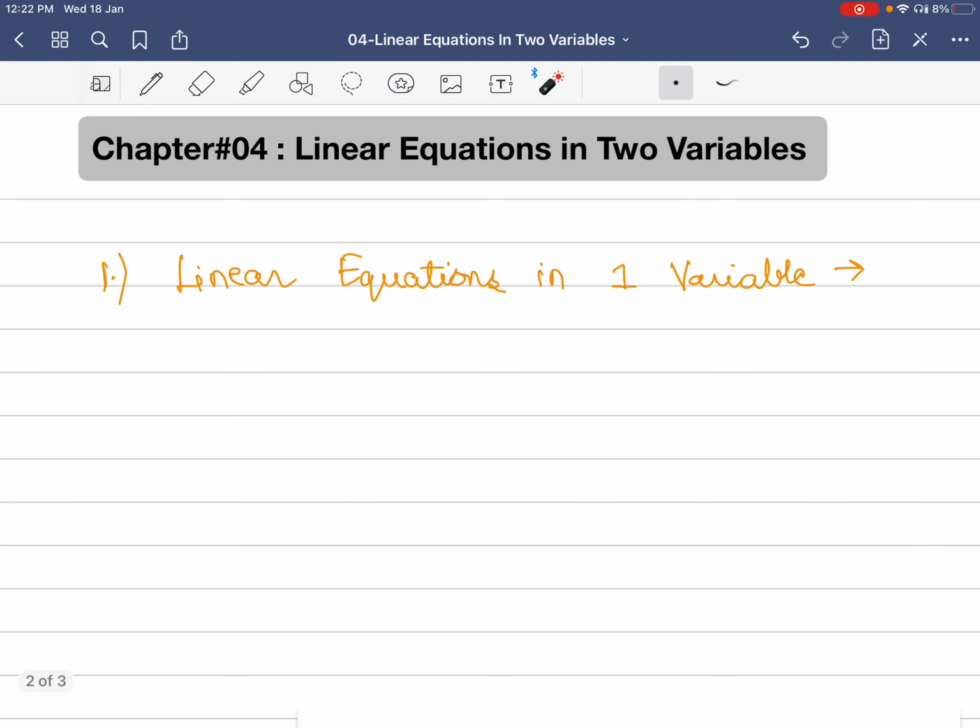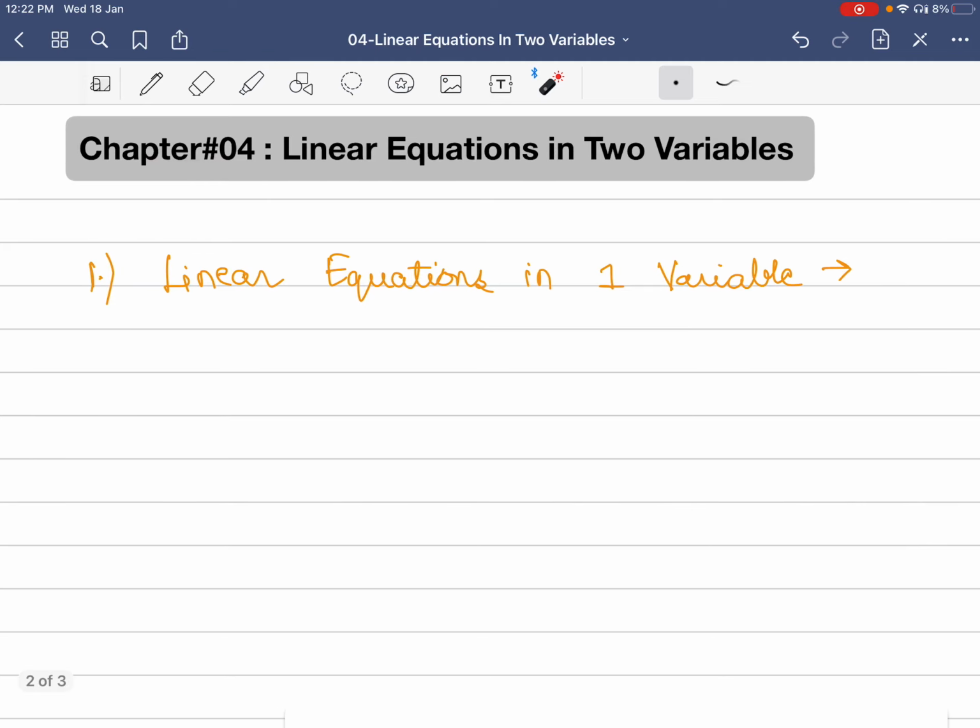This is a new chapter, chapter number 4. Chapter number 4, linear equations in two variables. Okay. So again, this is an introductory video to this chapter. We'll try to understand why we need linear equations in two variables and what are their applications in certain problem solving in mathematics.